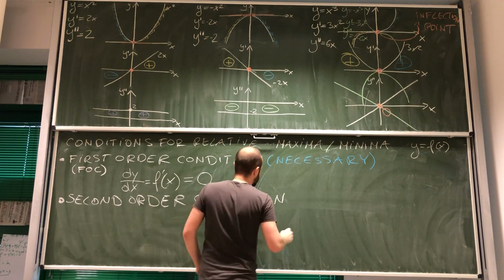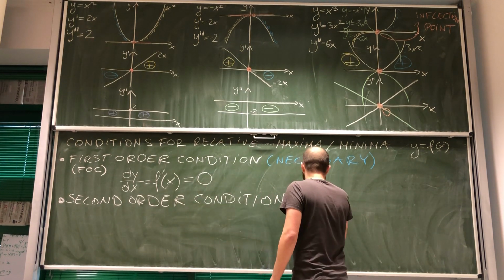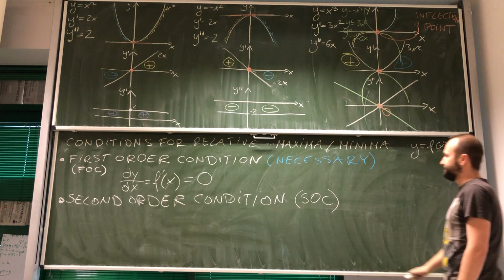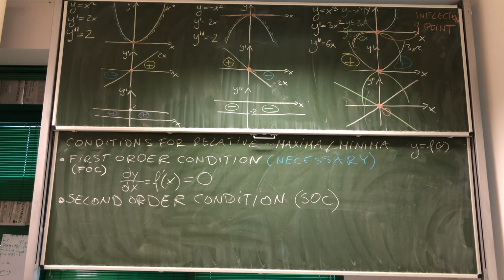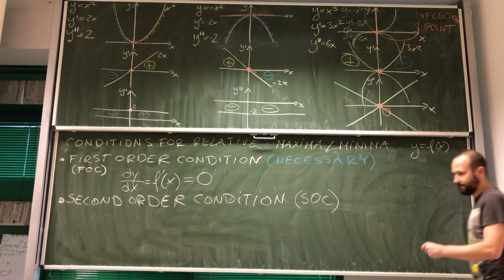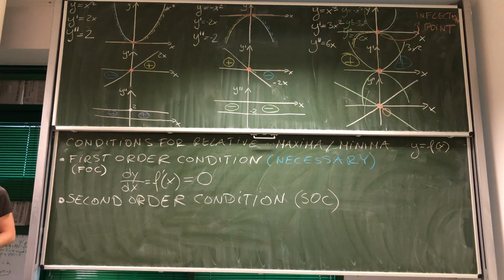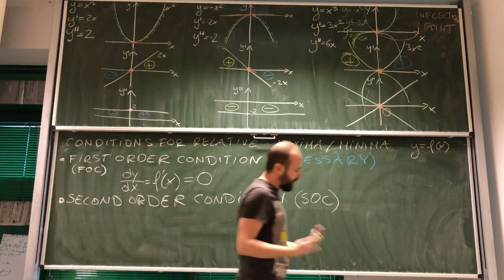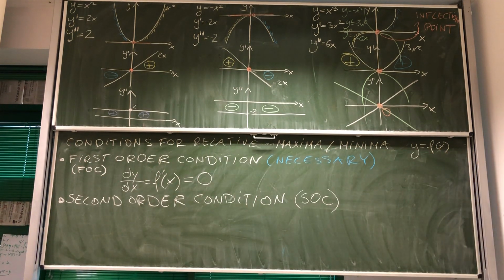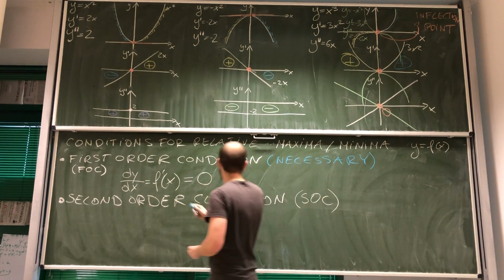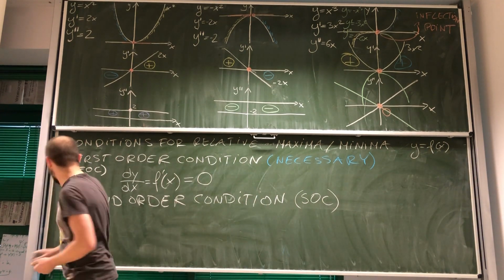And the second order condition, or SOC for short, actually has two versions. Okay, let me just get some colors and let me start explaining. First I'm going to show you the necessary version, and then I'm going to show you the sufficient version. And look, in all our applications in this class, we will be using only the sufficient version. Okay, but let me specify necessary, in a different color.